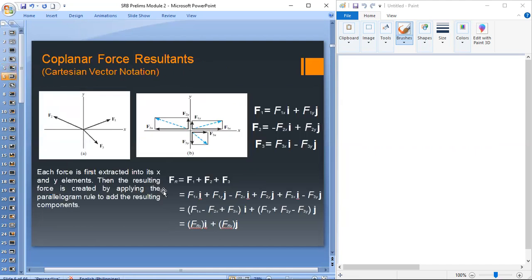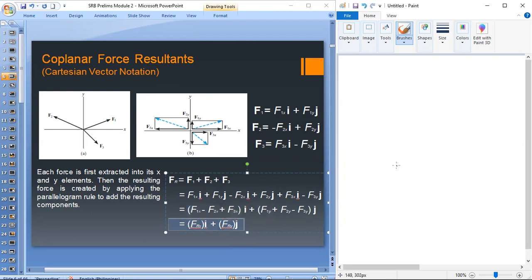Then you have the coplanar force resultant. So, Cartesian vector notation muna tayo. Same lang din, no? Kunyari, may tatlong forces ka dito: your F1, F2, and F3. So, hanapin mo lang yung forces niya at X and Y. And then, rearrange mo lang siya. Okay? Lagay mo lang I and J. Then, makita mo yung resultant force nila, which is dito. Okay? Yung resultant forces, lagay mo lang I and J.